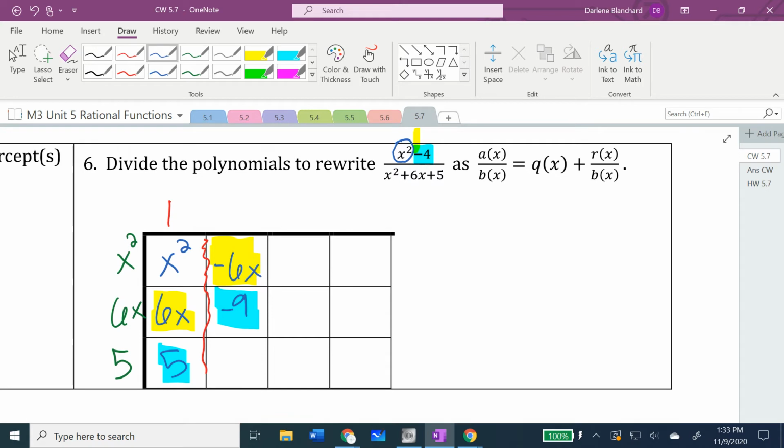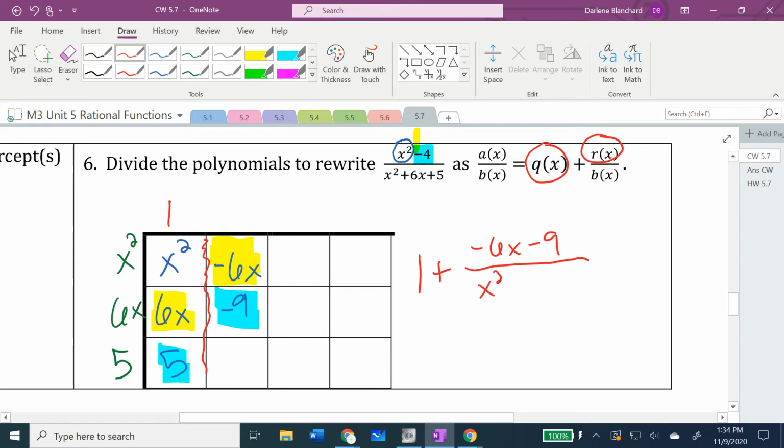Oh, nope. Yeah. Negative 4. So now I have my remainder. When I say what the answer to the division is, the answer to the division is the quotient plus the remainder divided by the original denominator.